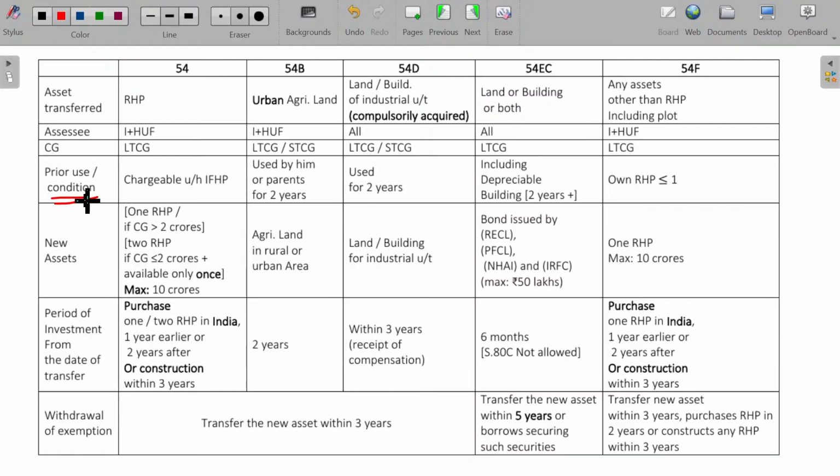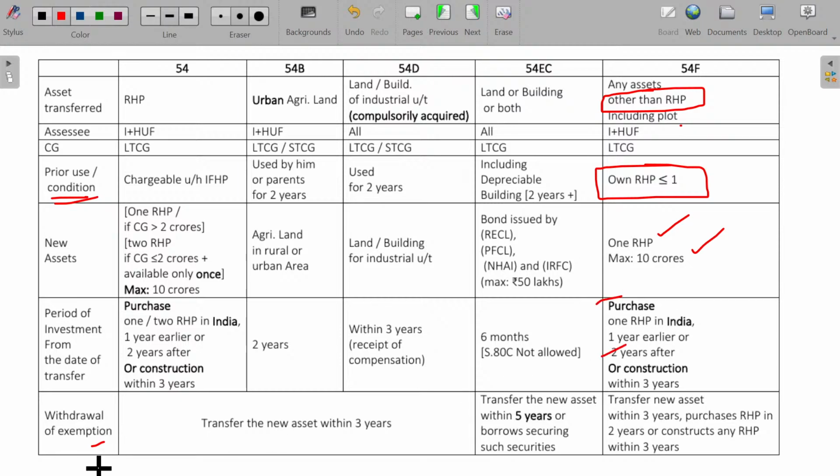So what are the preconditions here? Own residential house property not more than one. New asset being one residential house property, maximum deduction enjoyable being 10 crores. What asset you have to sell? Assets other than residential house property, including plot. You can purchase or construct.